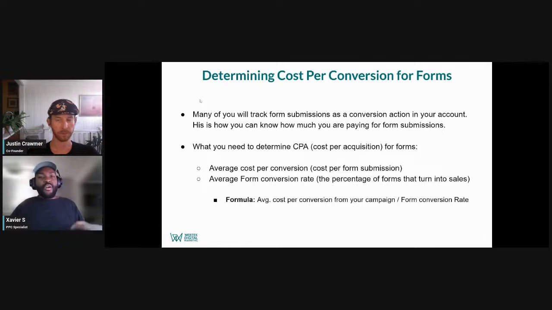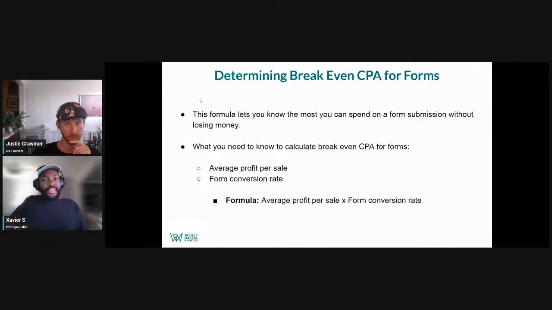But essentially, all you will need is your average cost per conversion, so your cost per form submission, and then your average form conversion rate, or in other words, the percentage of those forms that actually turn into leads. And then from there you just divide the average cost per form from your campaign by the form conversion rate, and that'll give you the true cost per conversion for forms, which you can then use to determine your break even cost per acquisition for your forms.